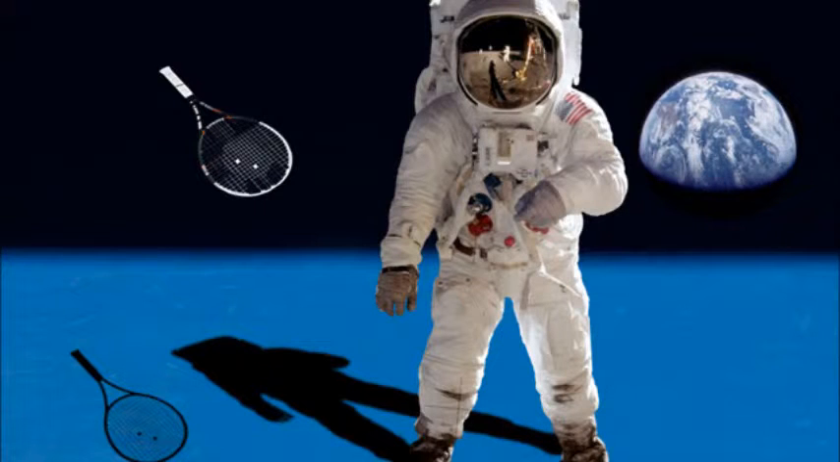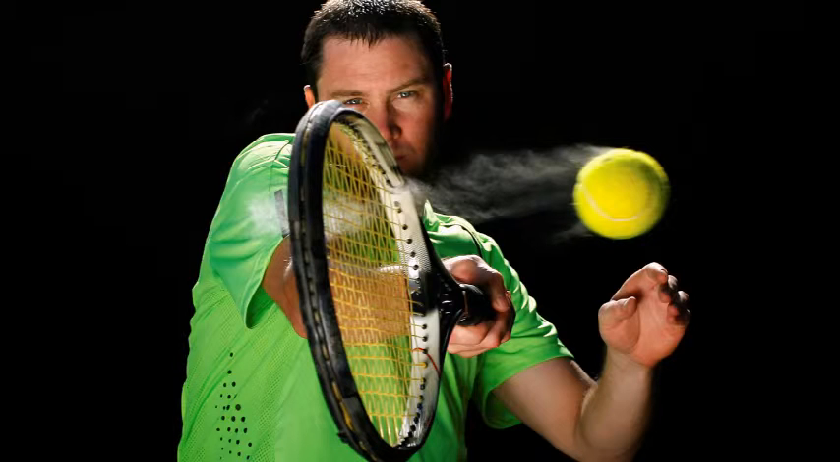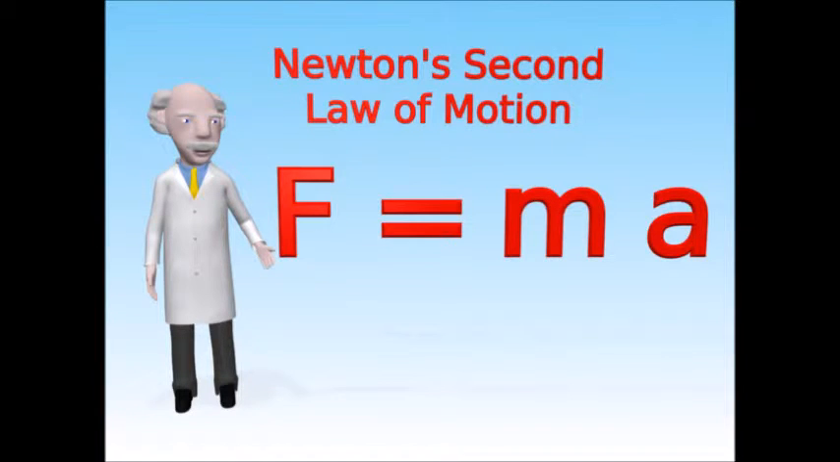On Earth, however, 2 major forces are at work. The air resistance slows the speed of the ball, and the gravity pulls the ball towards the ground. Newton's second law is force equals mass times acceleration. In this equation, mass is measured in kilograms and acceleration in a unit called meters per second per second.